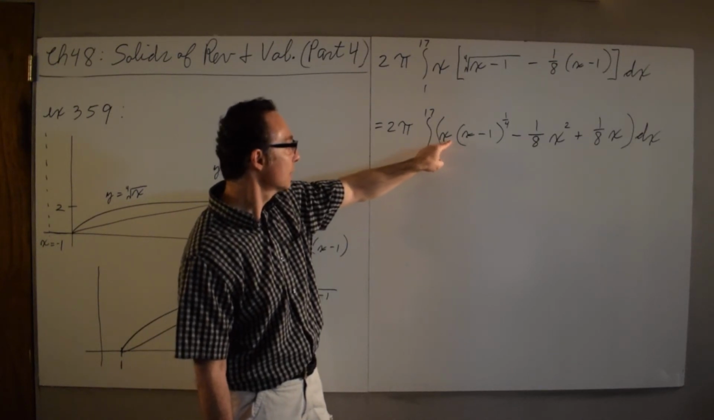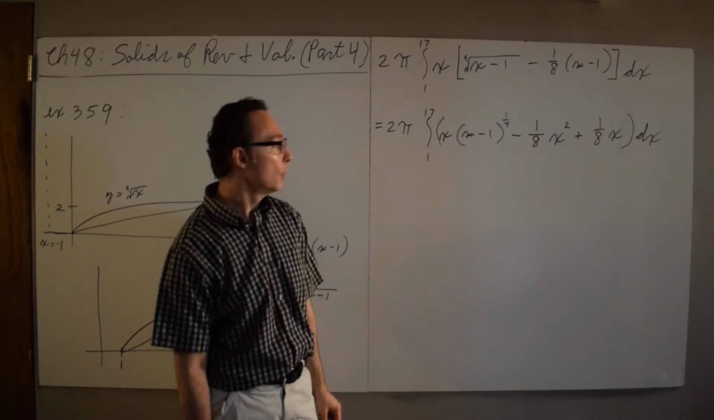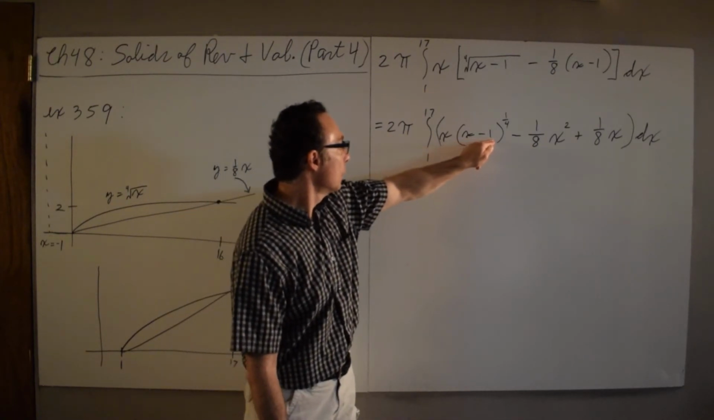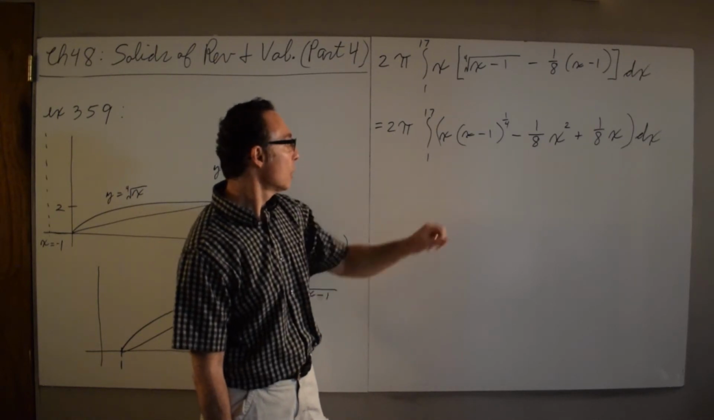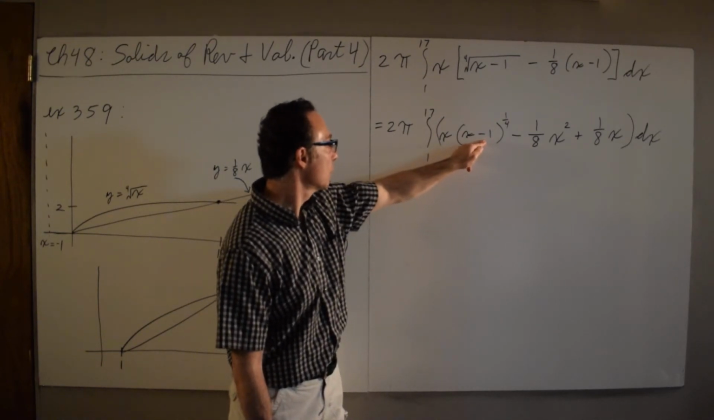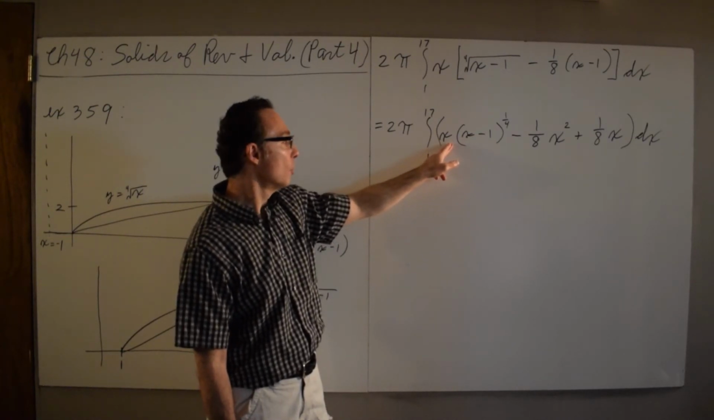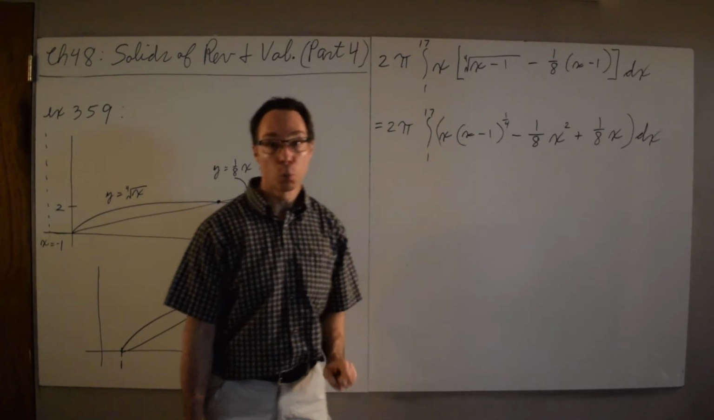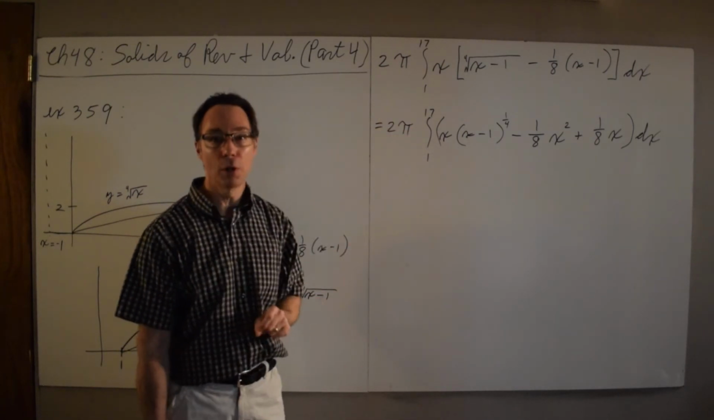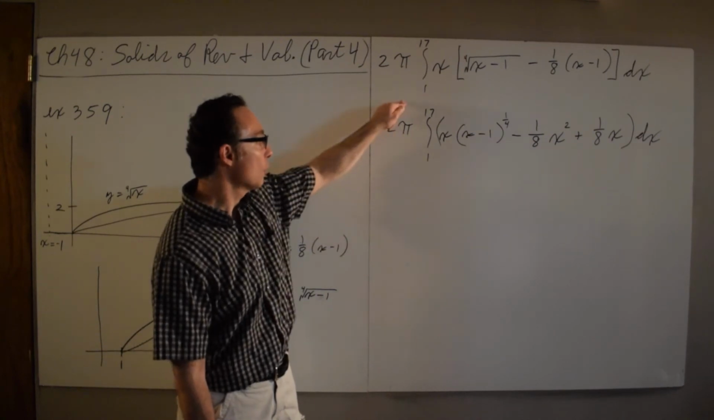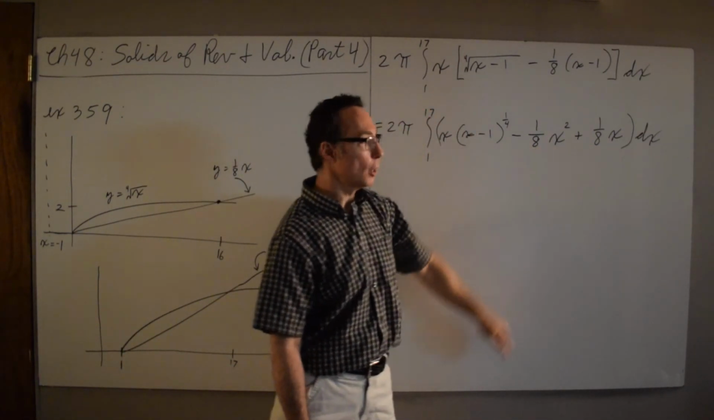So we have an x, and we have a fourth root of x minus 1. So you'll let your u be x minus 1. Your du is dx. And so if u is x minus 1, then x is u plus 1. And so you'll make your substitution here. Remember to also change your limits of integration when you're doing a u substitution with a definite integral. This part will not require a u substitution.